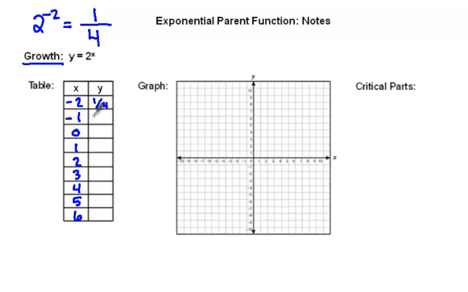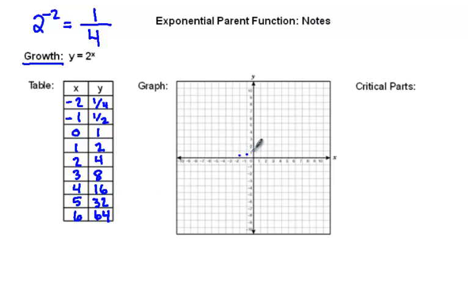And if it's -1, it's going to be 1/2. 0, anything to the 0 power is 1. And then 2 to the first power is 2. Squared is 4. Cubed is 8. 16, 32, and 64.